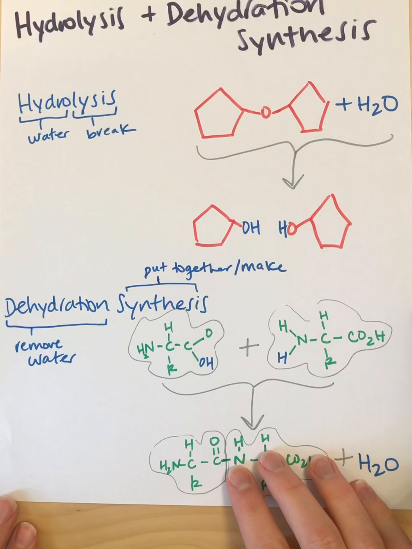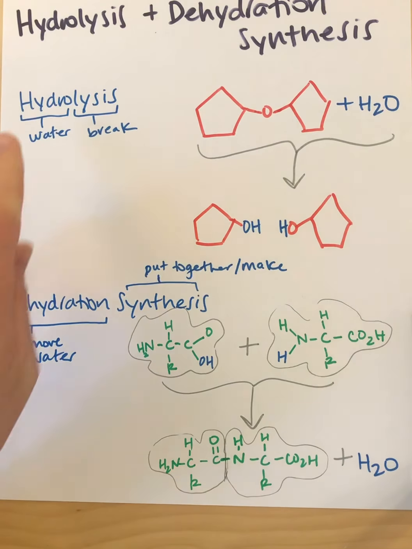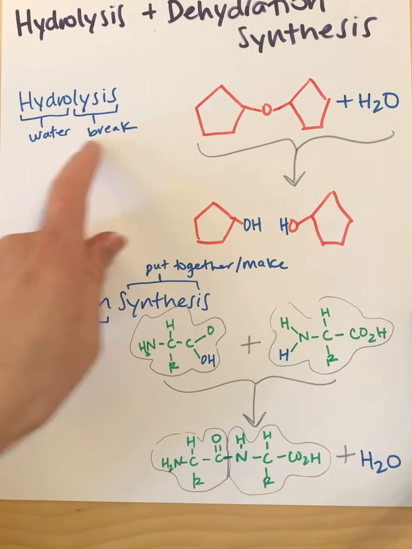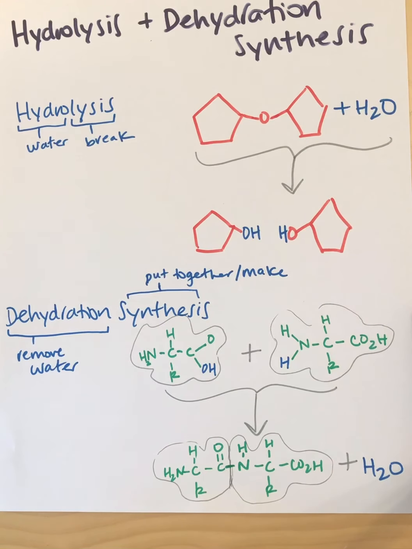And while we're talking about macromolecules and how they're assembled from monomers into polymers, let's talk about how we put those monomers together and how we separate them again. So this is hydrolysis and dehydration synthesis. Hydrolysis, the word breaks down to hydro, water, lysis, break. So we're breaking a bond and we're using water in the process of breaking that bond.